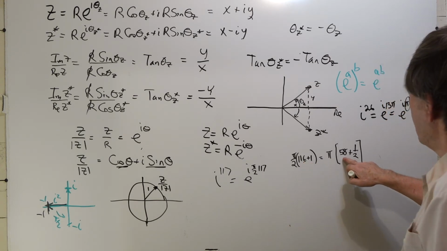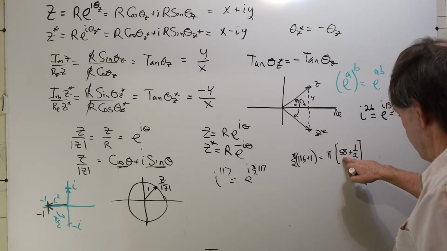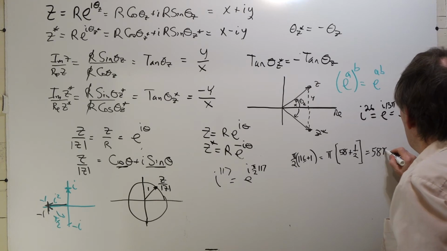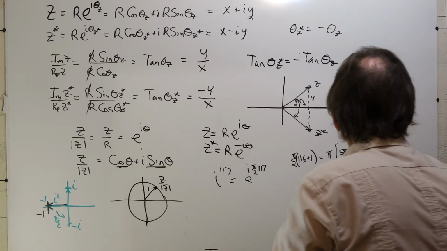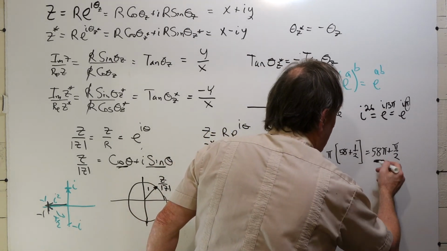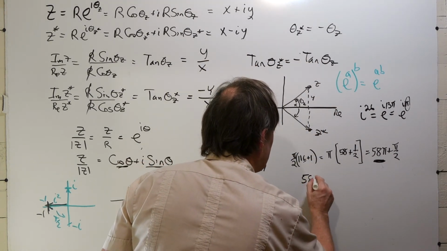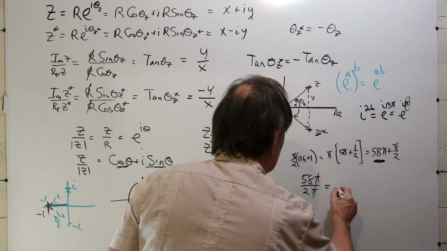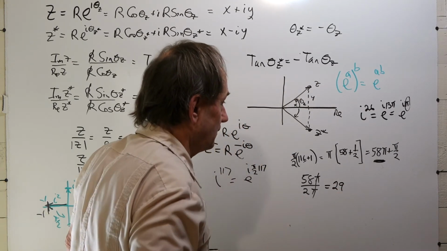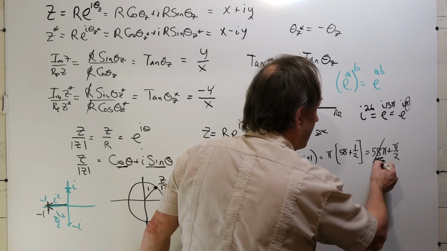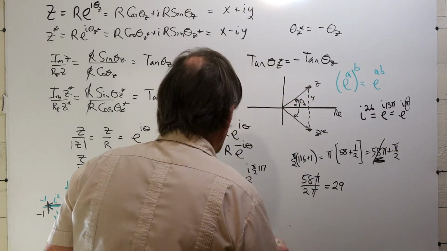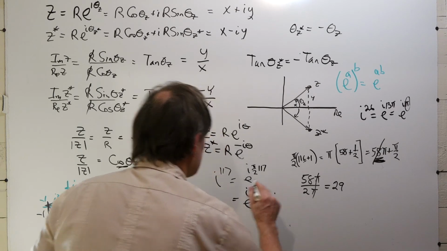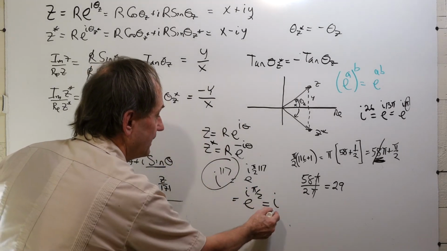Dividing through by 2, we have 58 plus 1/2 pi, or 58 pi plus pi over 2. We find out how many revolutions are in 58 pi. So we take 58 pi, divide by 2 pi. So we find that there are exactly 29 complete revolutions. So this gets us back to where we were at the starting point. We can ignore that. So what we're left with is the same as e to the i pi over 2, which is just i. So i to the 117th power is equal to i.